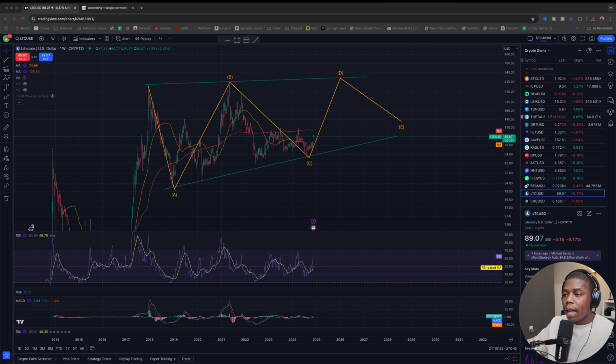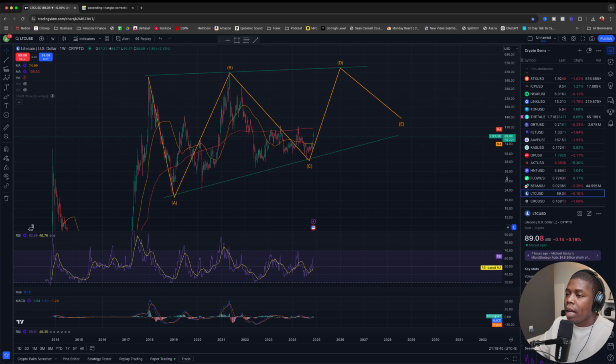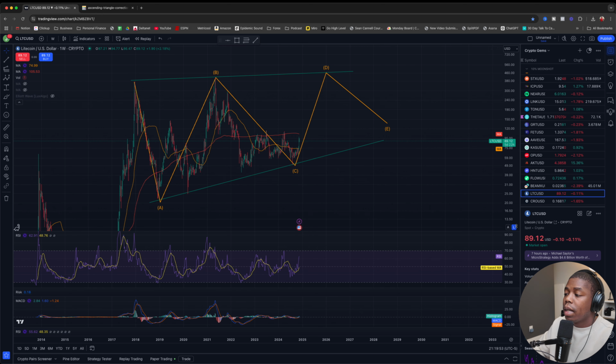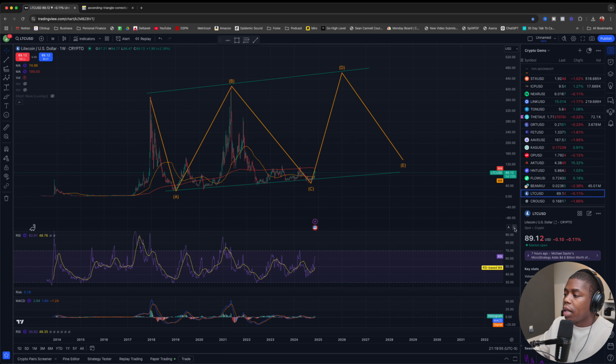Let's jump in. So on the chart right now, I have Litecoin and I'm looking on the weekly time frame. I'm also looking at the logarithmic scale just so I can see this pattern a little bit better. When we have some of these crazy moves to the upside, it's easier to see certain patterns by looking at a logarithmic scale as opposed to the linear scale.